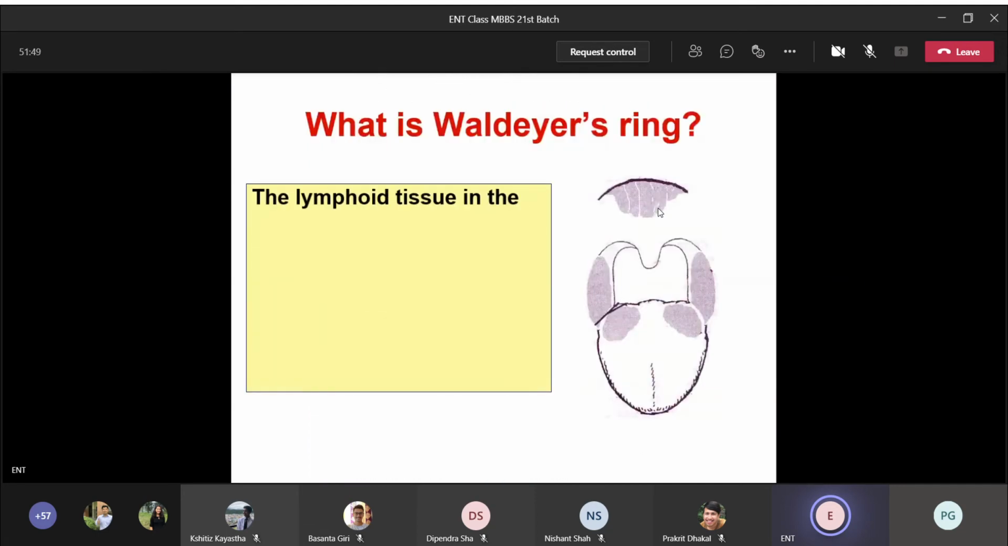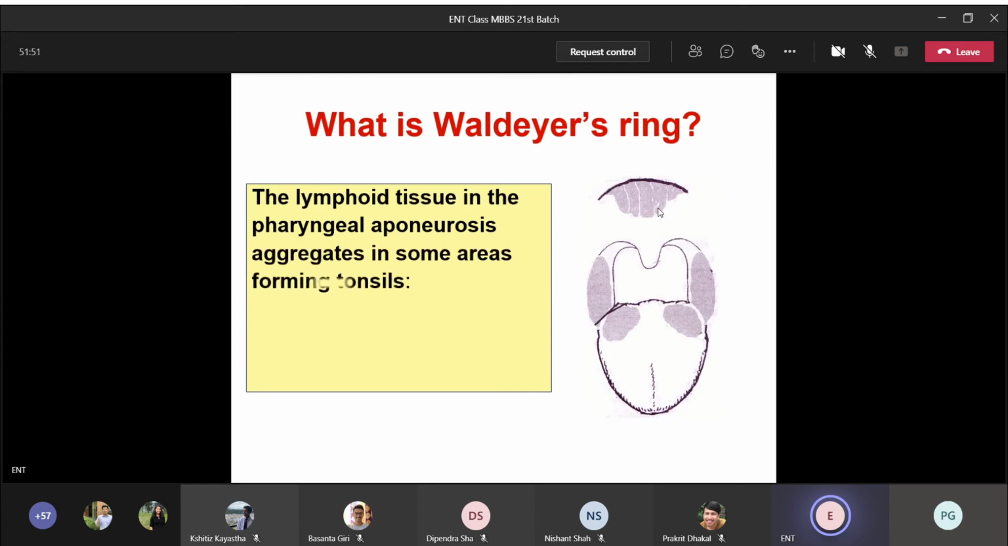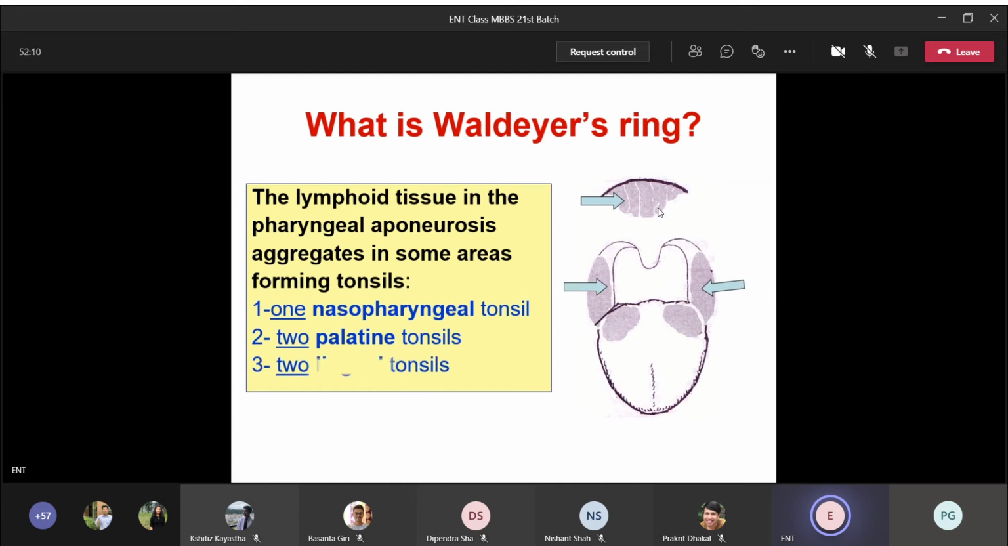What is Waldeyer's ring? It is the collection of the lymphoid tissue in the pharyngeal aponeurosis in some areas forming tonsils. So there is one nasopharyngeal tonsil, which is also known as adenoid, the 2 palatine tonsils, and third is the 2 lingual tonsils. And Waldeyer's ring also constitutes the lymphoid follicles in the posterior pharyngeal wall.